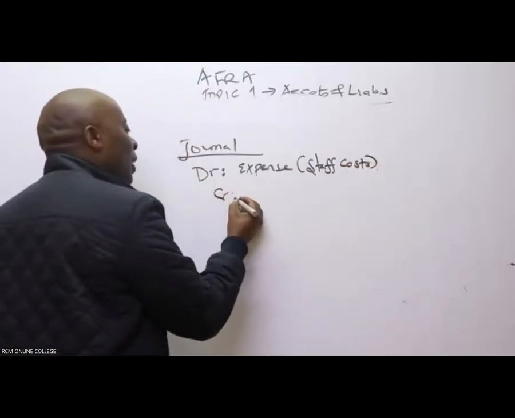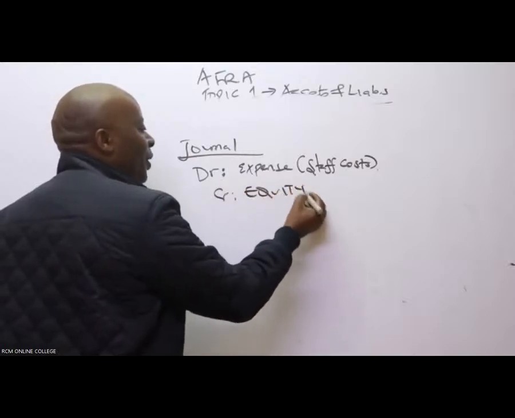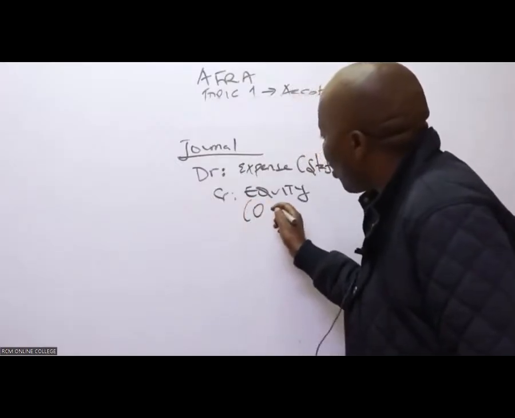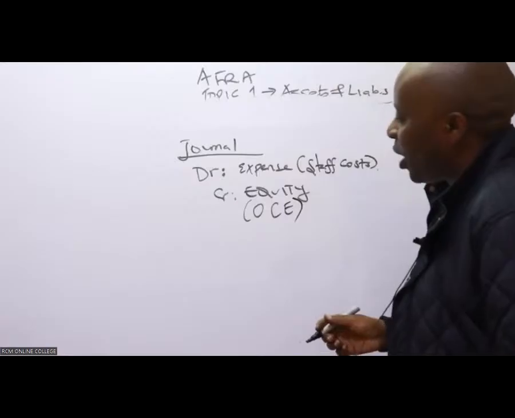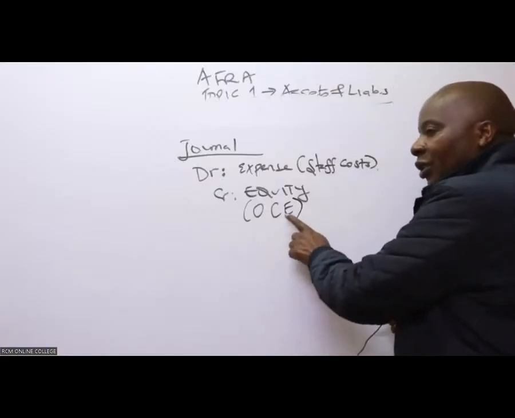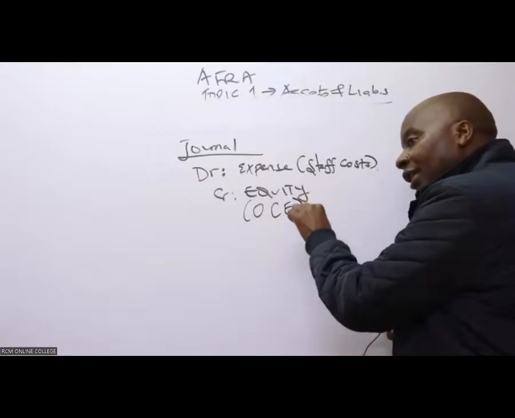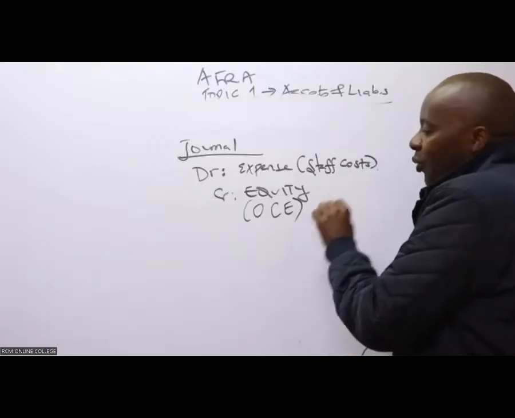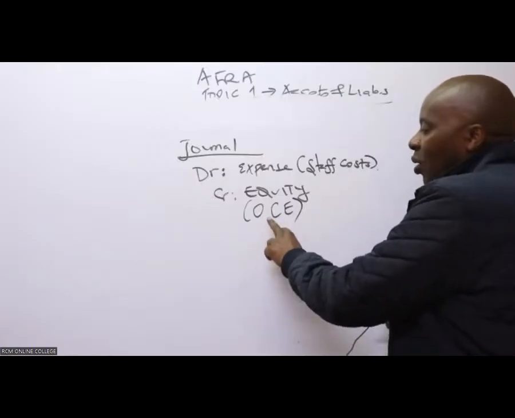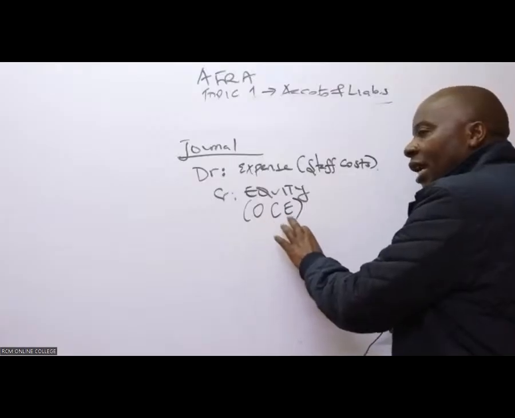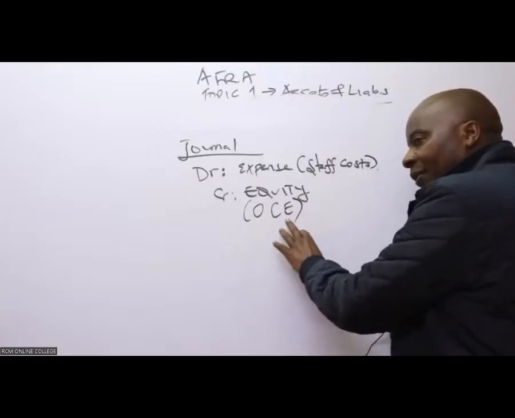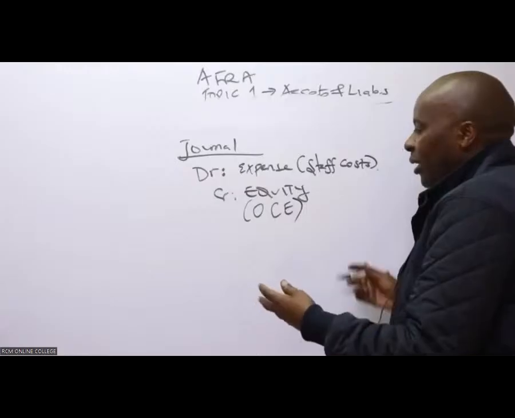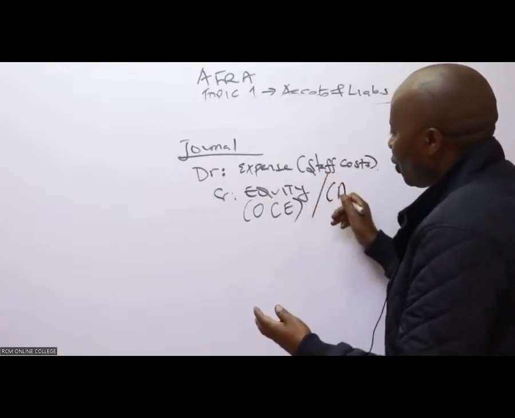And then we shall come under credit equity. Remember this equity will go under what we call other components of equity. Write this in full. Other components of equity. Why are we crediting equity? Because we are giving these guys shares. So we shall credit equity under the statement of financial position. It will go under other components of equity. And then, of course, if it's cash settled, we shall come under credit the cash that we are paying them.